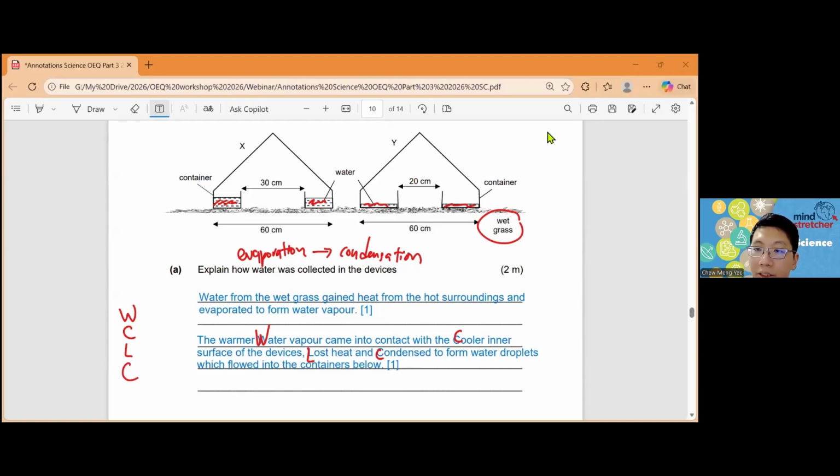Can you underline your keywords in your answer so the examiners, the markers can see better? Actually, no need. Don't do that. You will spend more time trying to identify your keywords. Just write your answers will do. Okay?